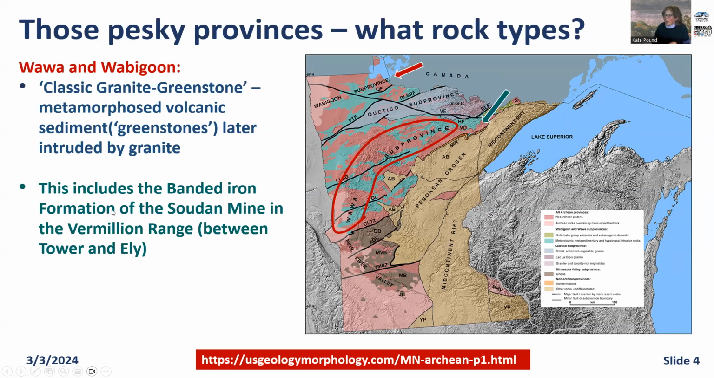The banded iron formation of the Sudan mine in the Vermilion Range, way up here, arrowed in green, is part of the Wawa province. This also gets called the Wawa Abitibi province because it connects and extends to a province in Canada called the Abitibi province. So the area between Tower and Ely, where the Sudan mine is, has banded iron formation that is part of this greenstone package of rocks. So that's 2 of those pesky provinces.